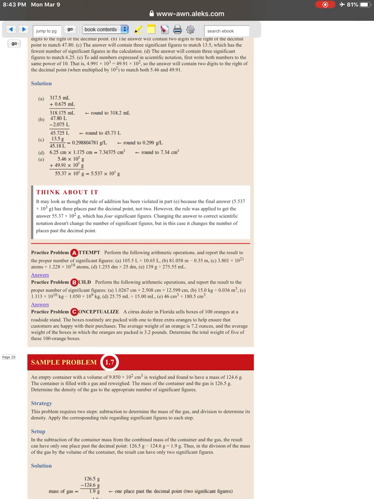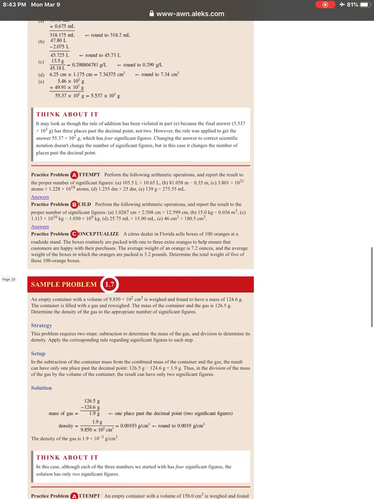But what they did was they did something interesting. They changed it back to 10 to the 3. Again, that's an issue with scientific notation. Scientific notation is a number between 1 and 10 times 10 to some whole number power. 55.37 is not a number between 1 and 10, it's a number greater than 10. So they changed it to 5.537 times 10 to the 3 instead of 10 to the 2. Try practice problems A, B, and C.